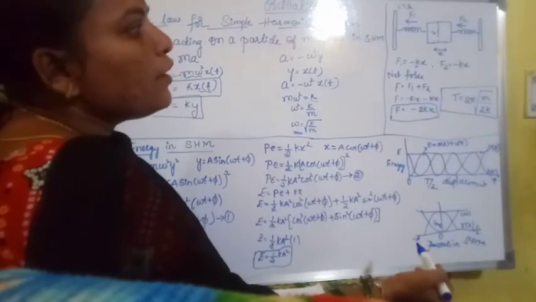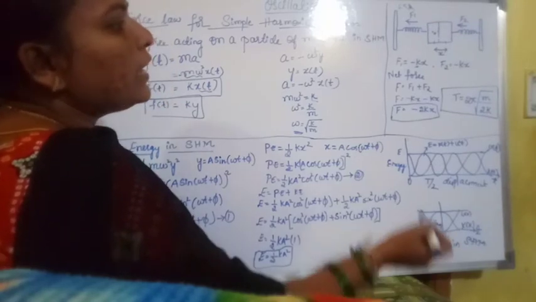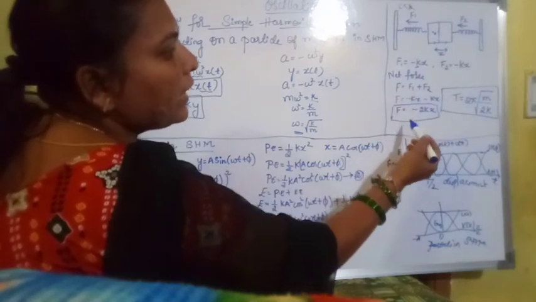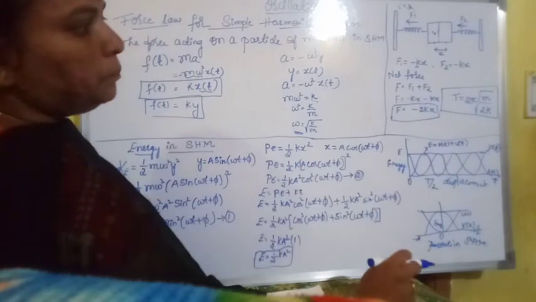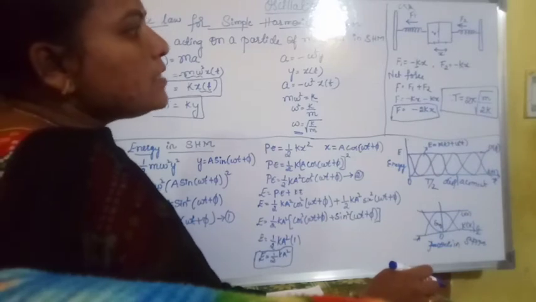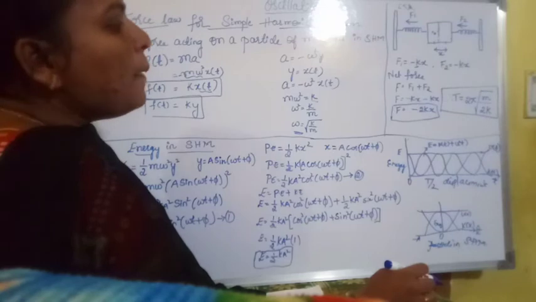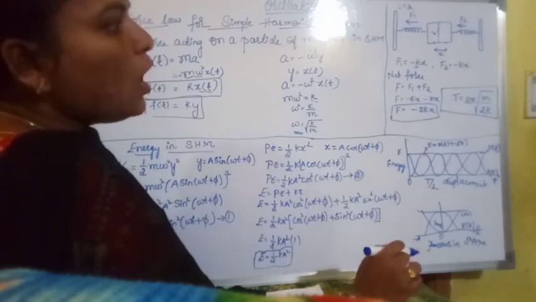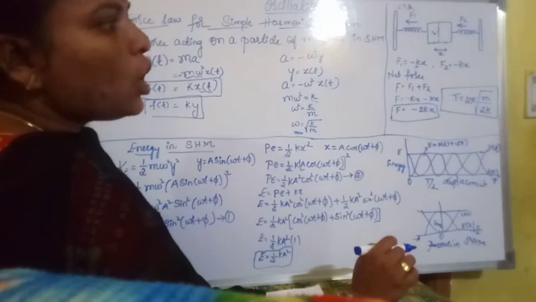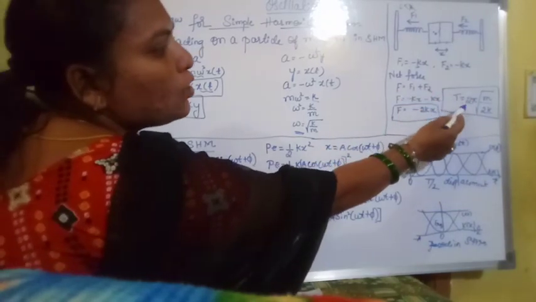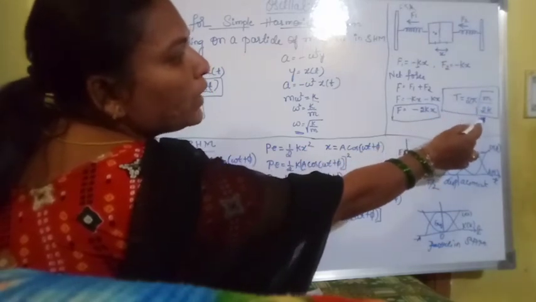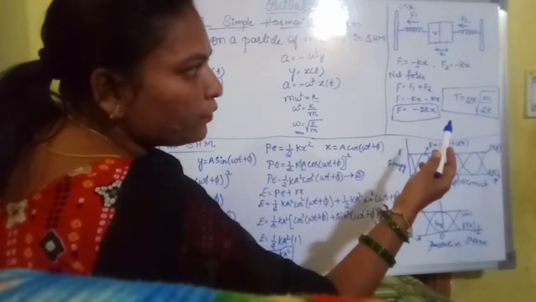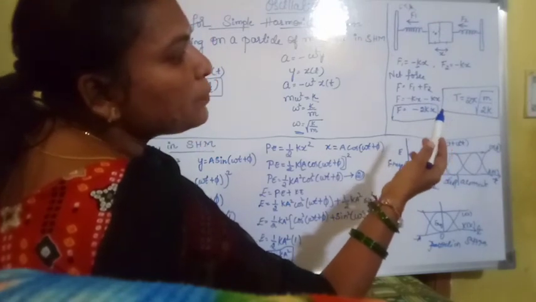Next, we have to find the resultant force or net force. For that, we write F is equal to F1 plus F2. We get F is equal to minus 2kx. That is the resultant force, or net force. Using this force, we find the time period of oscillation of the object. T is equal to 2 pi root of m by 2k, where m is the mass of the block and k is the spring constant.